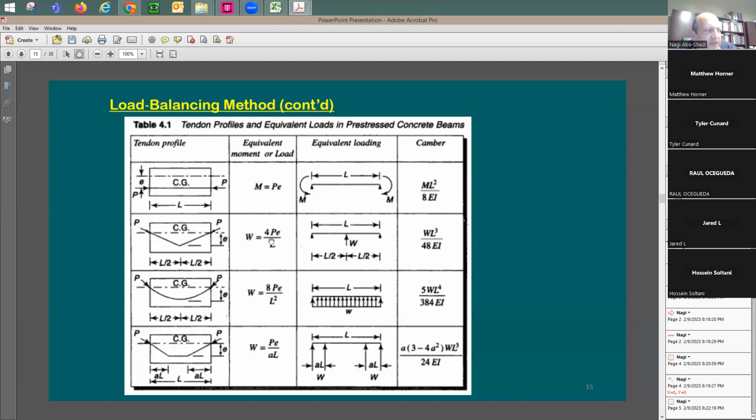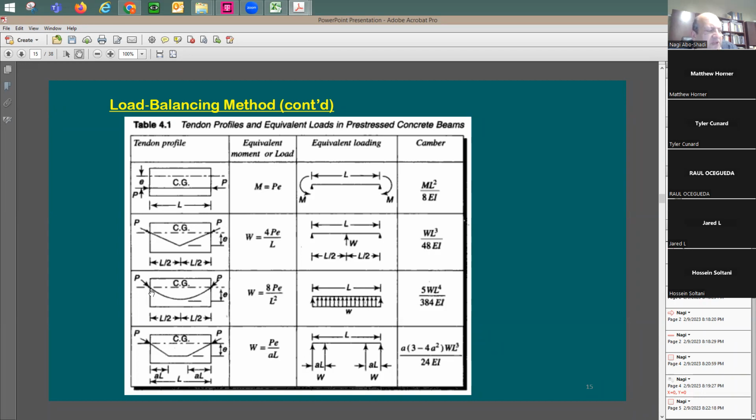Let me try to understand this. This means that P, the force that you put there, if you'd like to balance, is going to be equal to the moment divided by E. And this is as if you're putting a force opposite to the action of the expected load, just pushing it up. And this W force, again, is going to be equal to the moment divided by E.